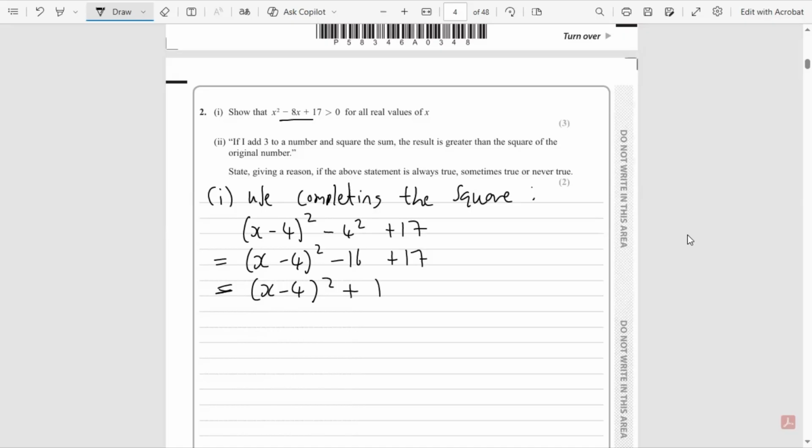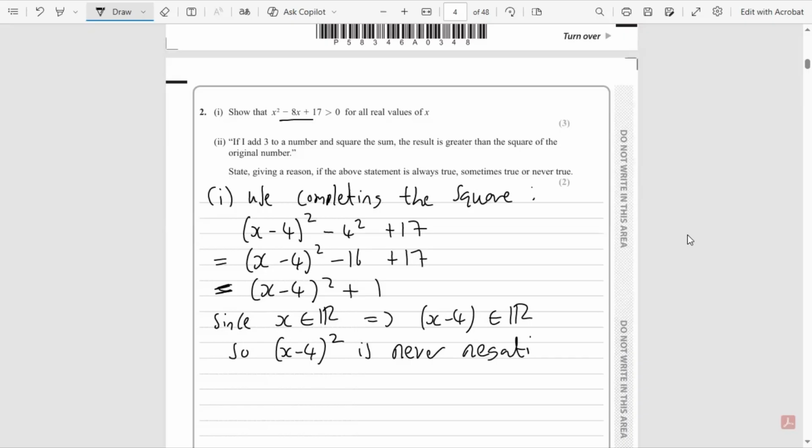So now we need to justify why that is always positive. There are a couple of ways you could go about this. I will start with probably the easiest way, and then I'll show you the other way later. So what we know is, since x is a real number, x minus 4 is also a real number, obviously. So that means that x minus 4 all squared is never negative.